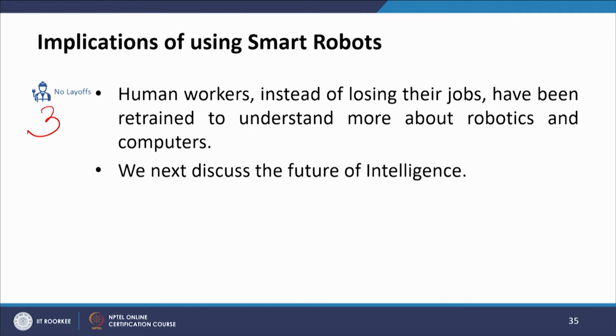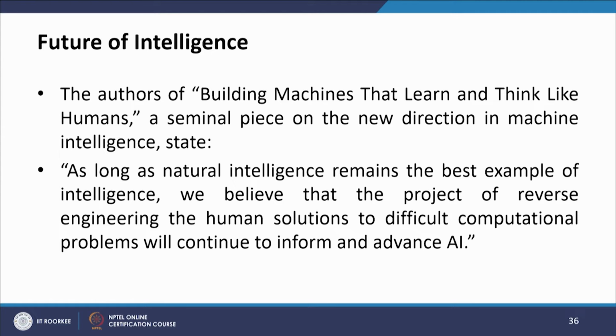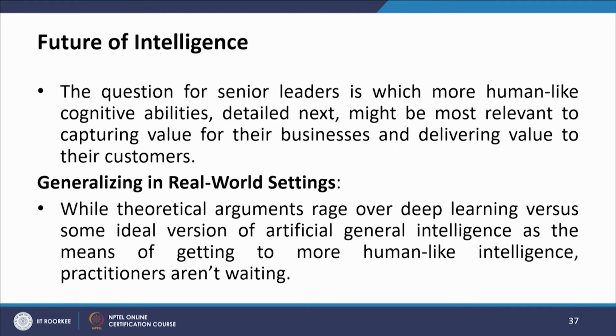We next discuss the future of intelligence. Now, let us look at the future of intelligence. The authors of Building Machines That Learn and Think Like Humans, a seminal piece on the new direction in machine intelligence, state: as long as natural intelligence remains the best example of intelligence, we believe that the project of reverse engineering the human solution to difficult computational problems will continue to inform and advance artificial intelligence. The question for senior leaders is which more human-like cognitive abilities, detailed next, might be most relevant to capture value for their businesses and deliver value to their customers.